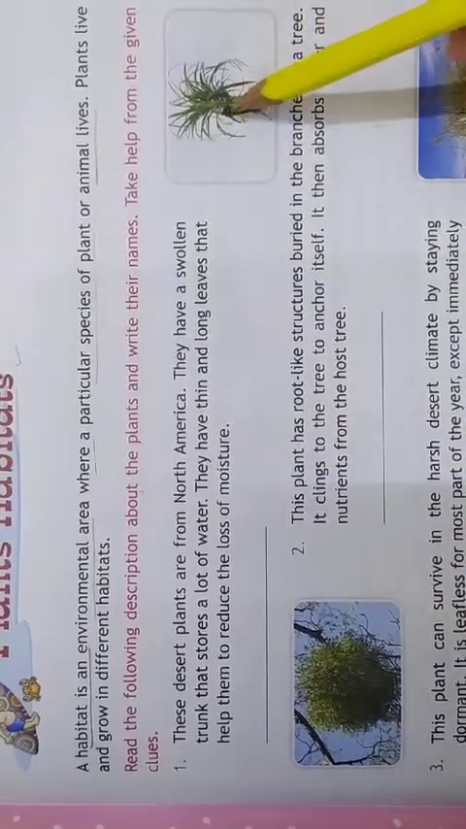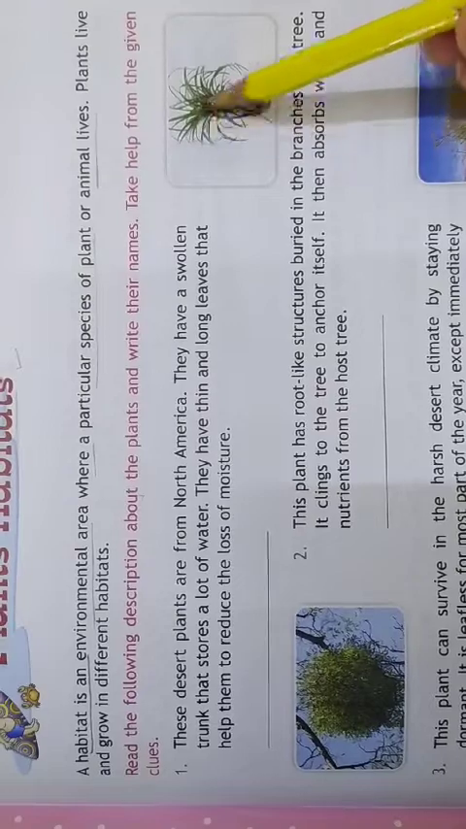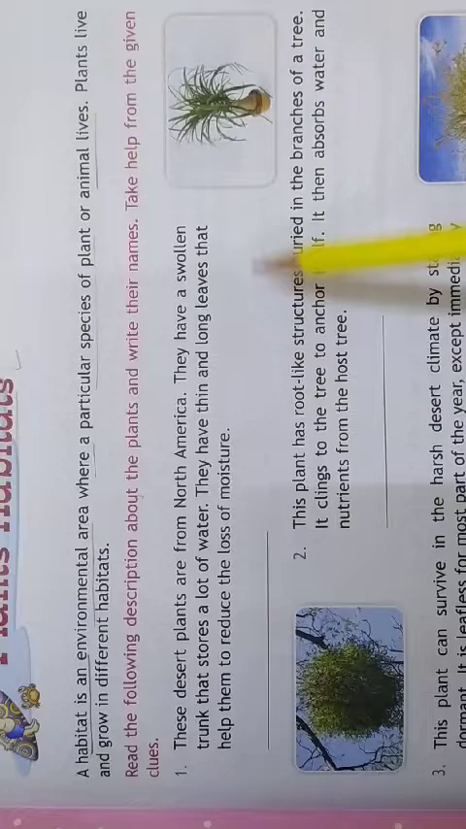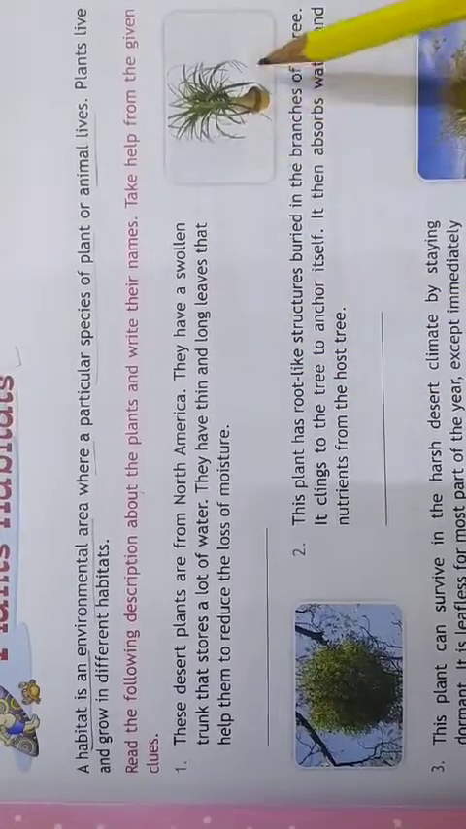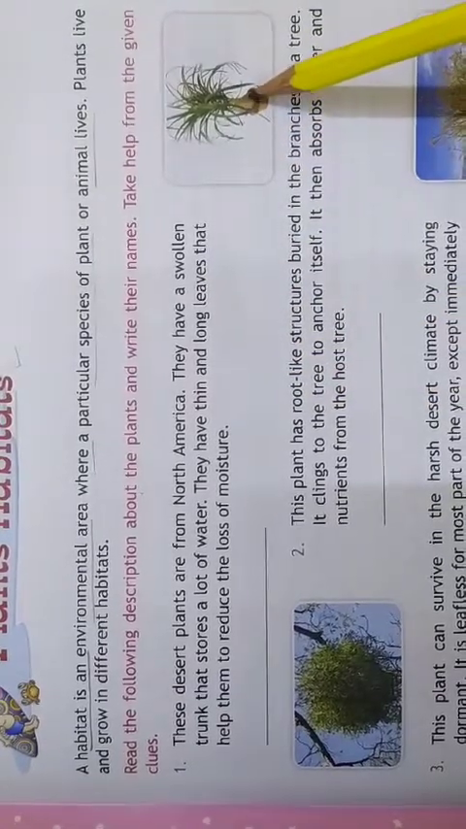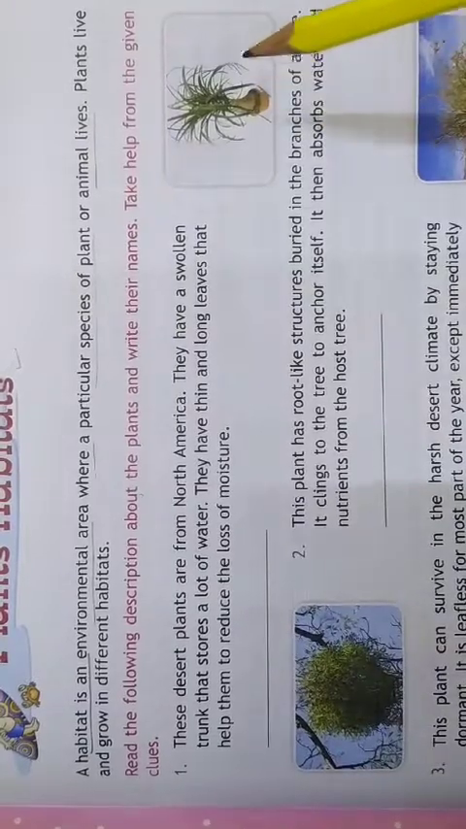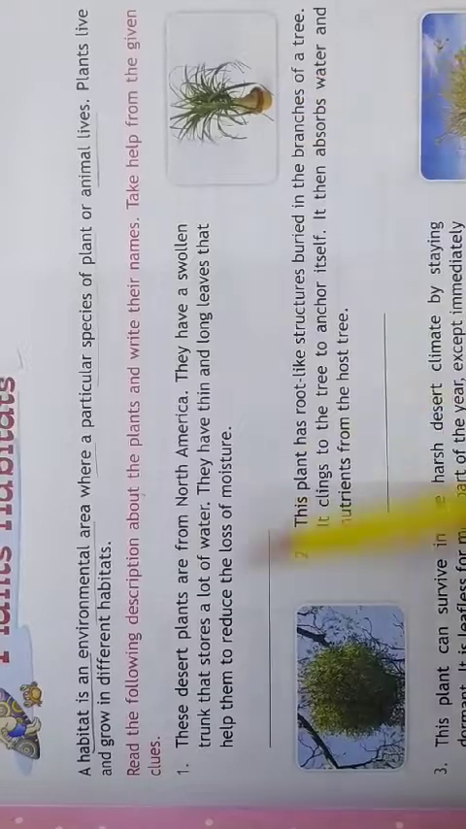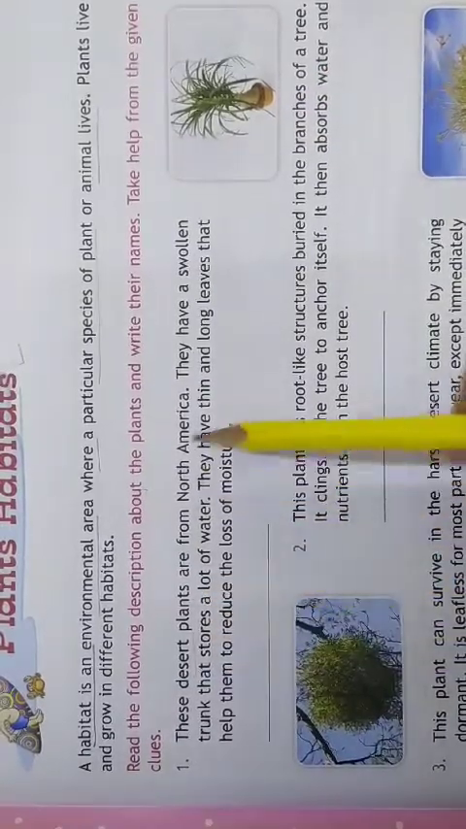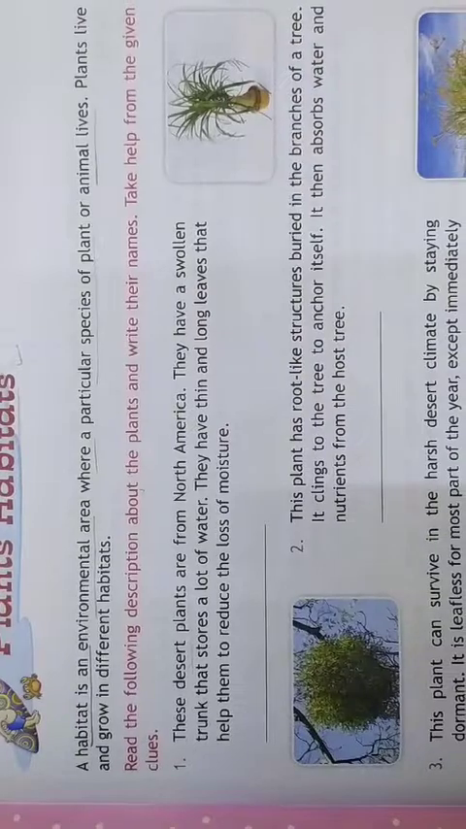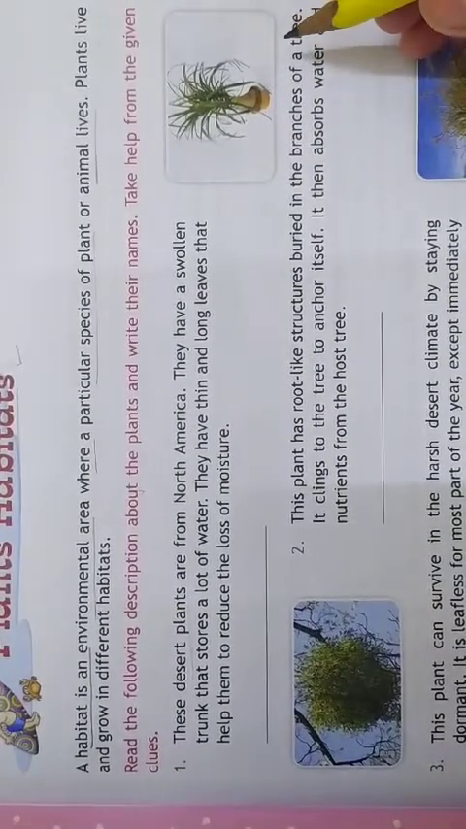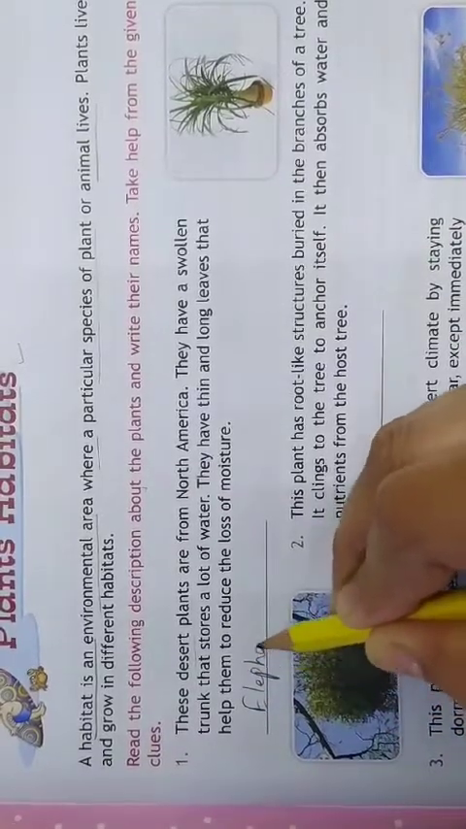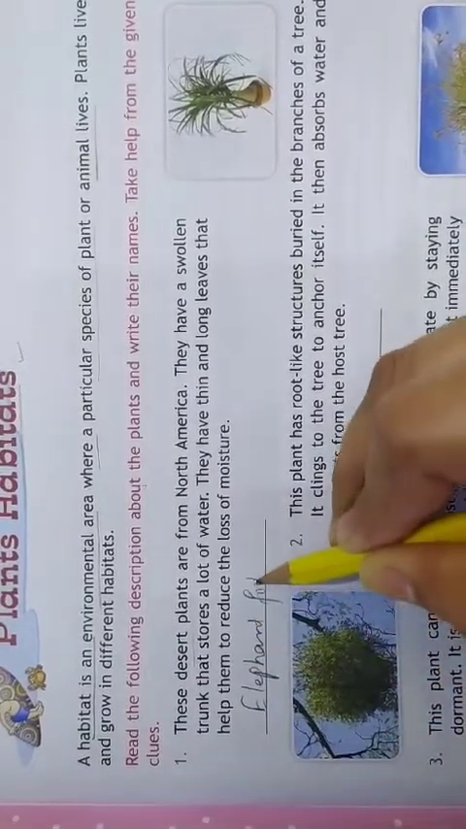As you can see in this picture, these thin leaves, if the leaves are thin, then there will be less transpiration. So this is their adaptation. And secondly, their trunk, this part is swollen and it has stored water, so it can survive adverse water conditions. And these plants are desert plants which are found in North America. So what is their name? These are called elephant foot plants. So you can write down elephant foot plants.